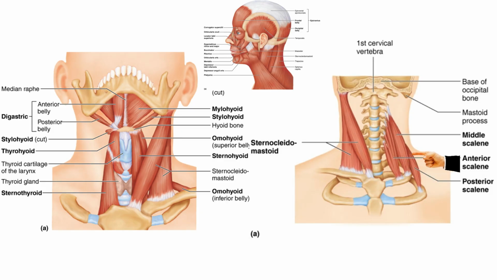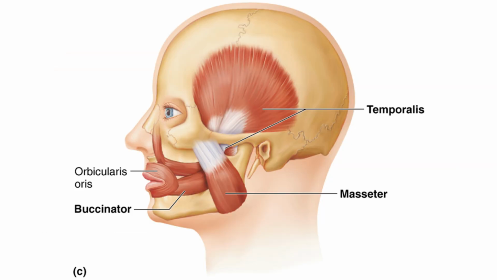Deeply, the scalenes elevate the first two ribs for breathing. In the throat, the digastric and mylohyoid originate on the mandible to elevate the hyoid bone, while the sternohyoid acts to depress it. The muscles of mastication, chewing.